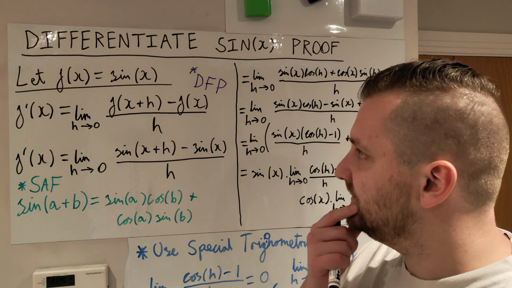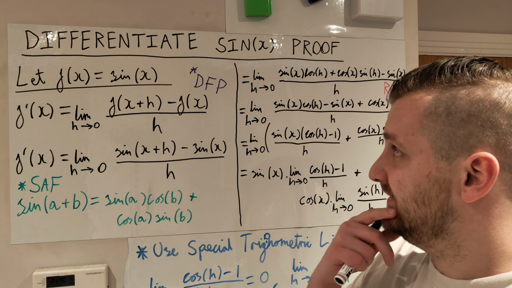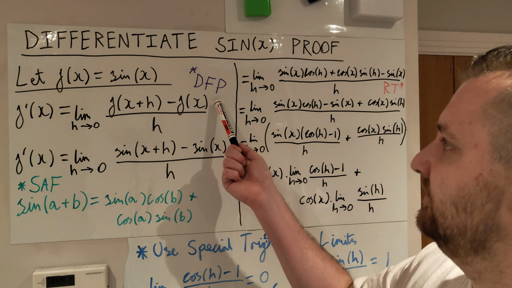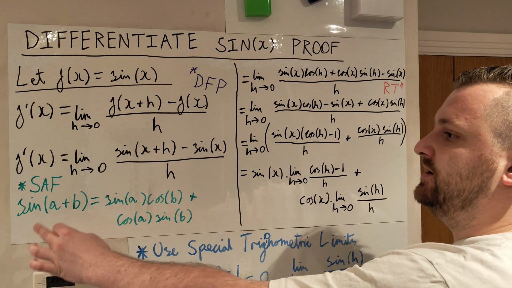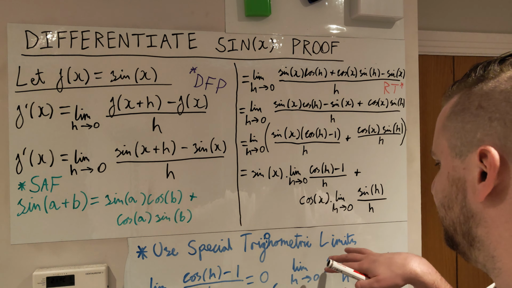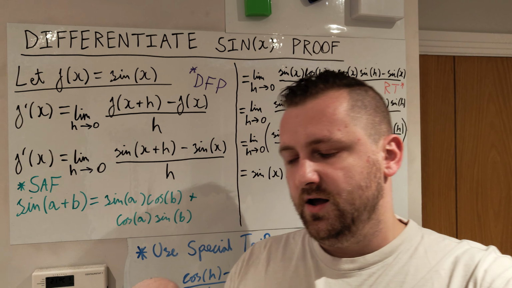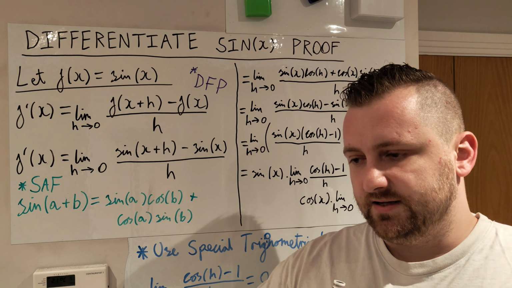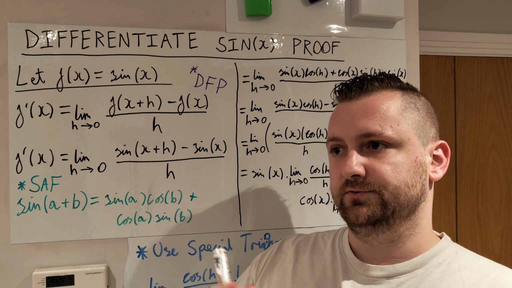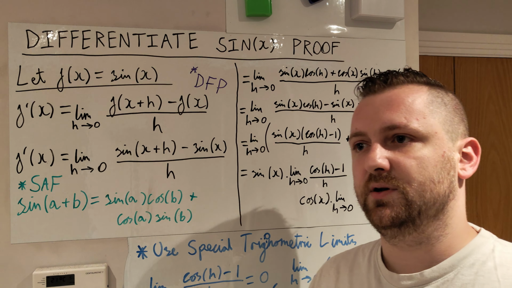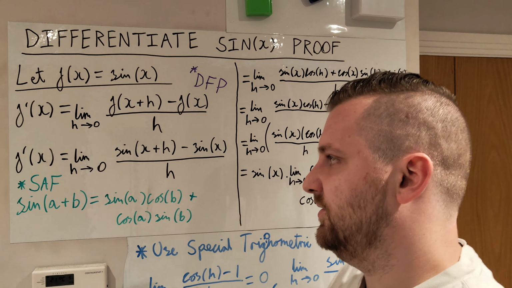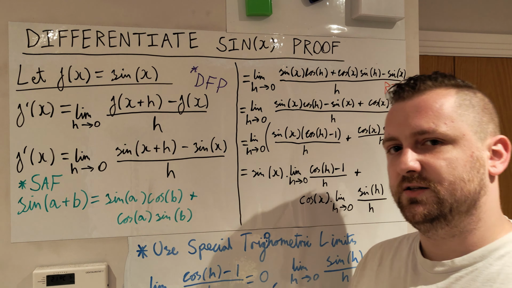I guess one nuance or preface I should say is that we use things like differentiation from first principles, the sine addition function, the special trigonometric limit. So when you're doing proofs or day to day, you don't need to prove everything you're doing. You don't need to prove 1 + 1 is 2, maybe not the best example, but you don't need to prove all this stuff. You take a lot of stuff for granted.